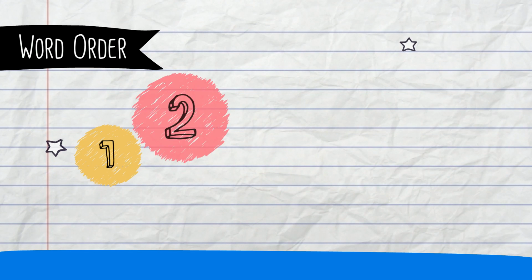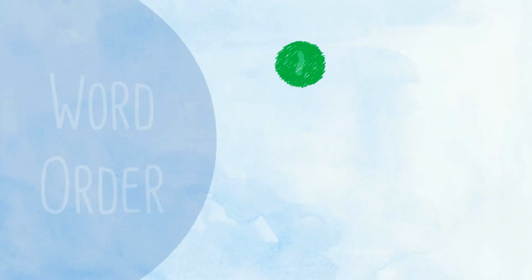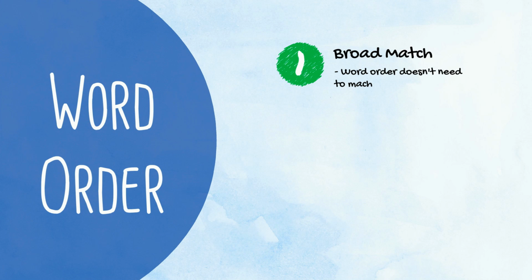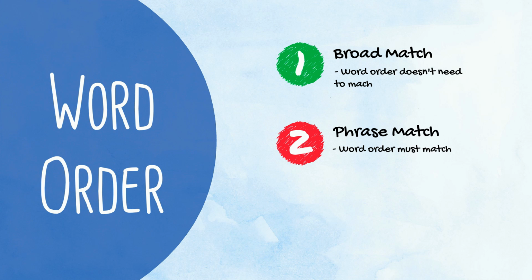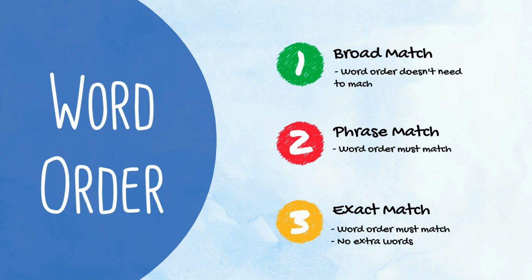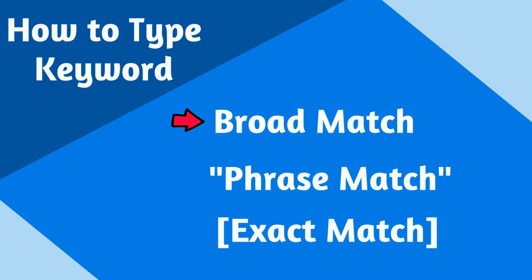So it's more about the word order. Broad match, there's no order for the words. Phrase match, it has to be in the order that you set. And exact match has to be in the order you set, and there can't be any outside words. So hopefully that makes sense. Broad match is the default: you just type the word in, you don't need anything around it, and that becomes a broad match negative keyword. If you want a negative keyword phrase match, you have to put quotes around it. If you want an exact match, you put square brackets around it.